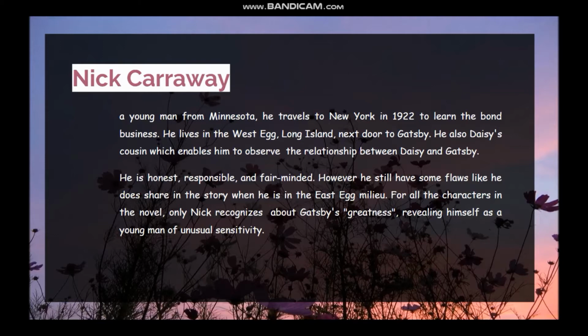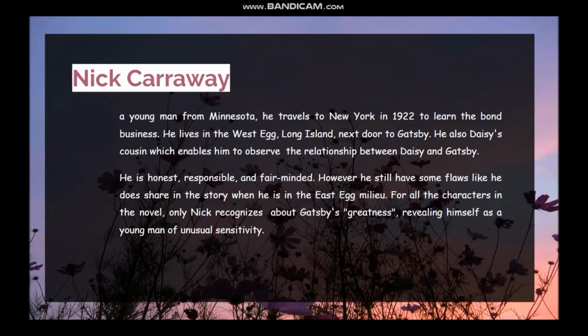He is honest, responsible, and fair-minded. However, he still has some flaws, like he does share in the story when he is in the East Egg milieu. Of all the characters in the novel, only Nick recognizes Gatsby's greatness, revealing himself as a young man of unusual sensitivity.